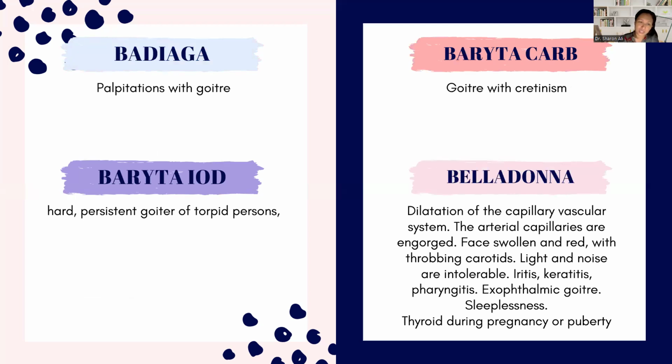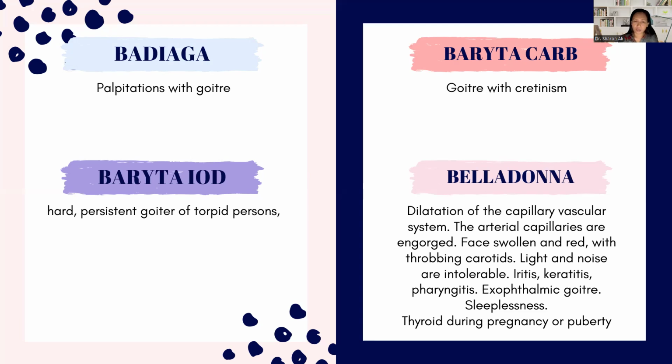Badiaga is again a sea remedy. We know it's a sponge. We know that it is very similar to spongia, but then of course it's a freshwater sponge. So they have palpitations with goiter. Now Badiaga is also a respiratory remedy, so there's a lot of cough involved.